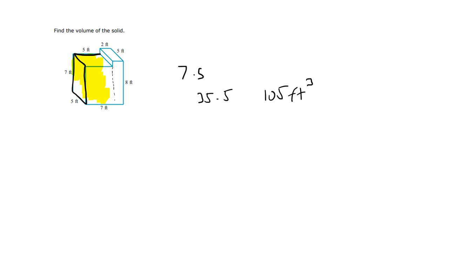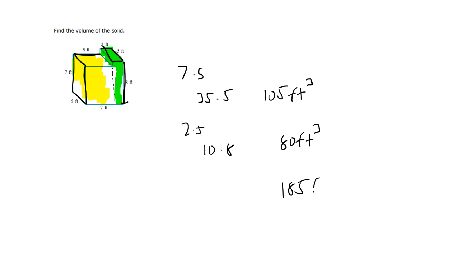Okay. And then let's find the volume of this green one. And to find the volume of the green one, we can do 2 times 5. That gives us the area of this rectangle. And then that was extended 8 feet. So 2 times 5 is 10. And then 10 times 8 is 80 feet cubed. And then we just need to add those together, 185 feet cubed.